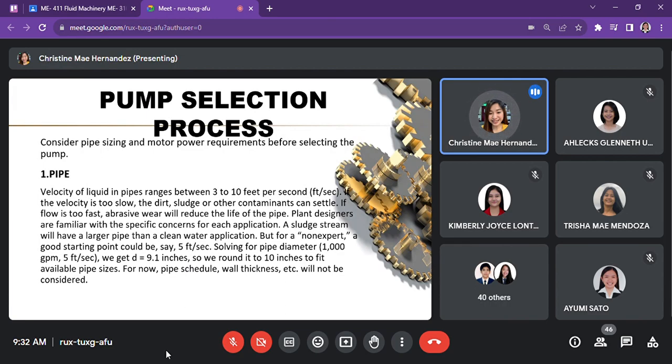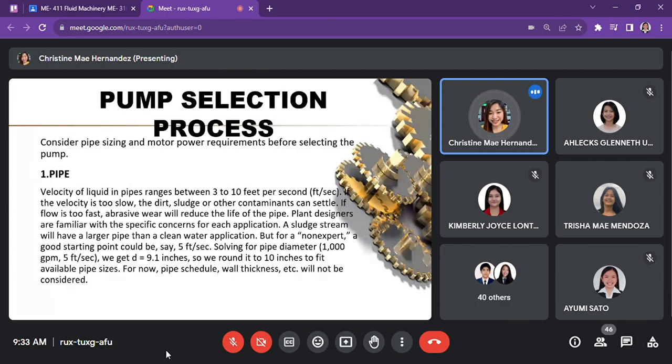So, ngayon, kinompute ko yung Q is equal to area times velocity. Kinompute ko yung diameter ng pipe. So, ang diameter ng pipe lumabas na ay 9.1 inches. So, dun sa 9.1, wala ka namang mabibili na 9.1, di ba? So, pag ang binili mo naman 9, hindi niya, kumbaga, kulang yung flow rate na malalabas. Kasi 9 lang yung binili mo, may 0.1 pa na kulang.